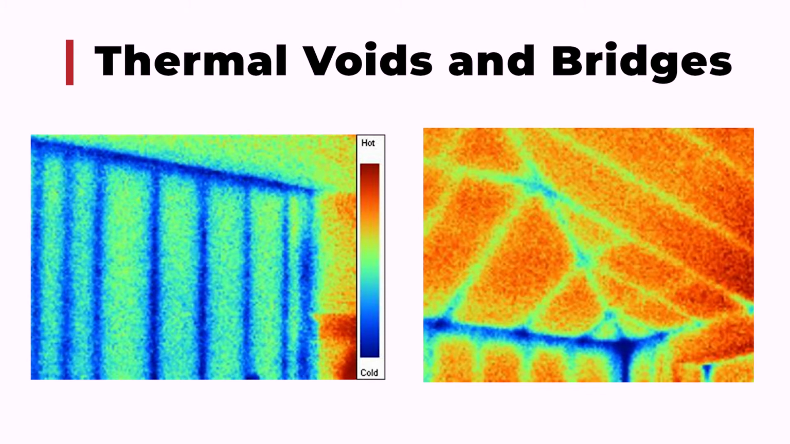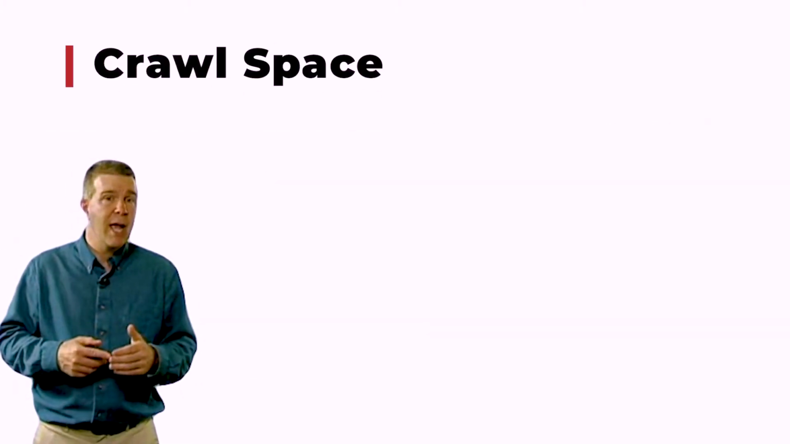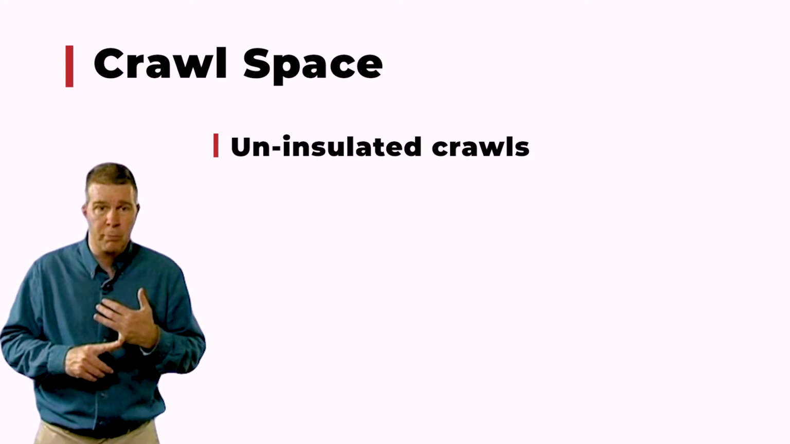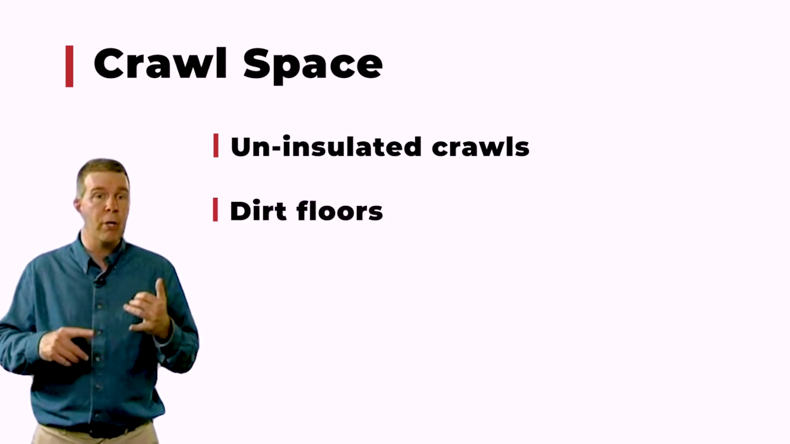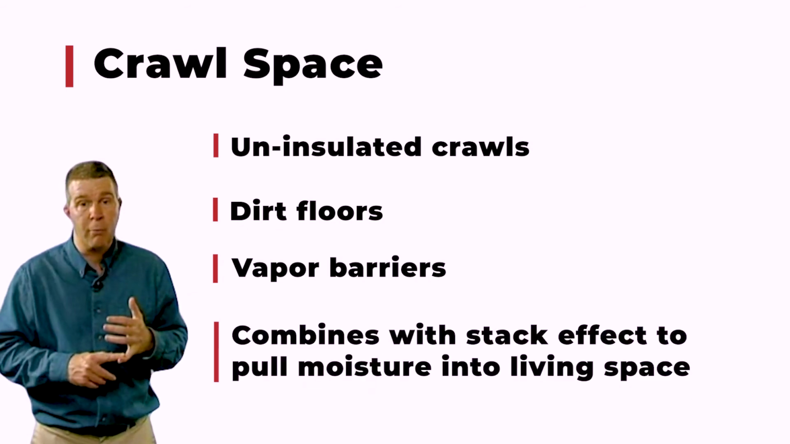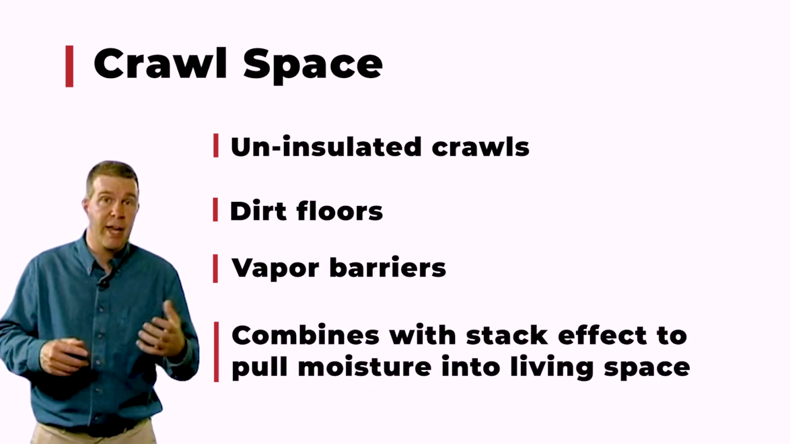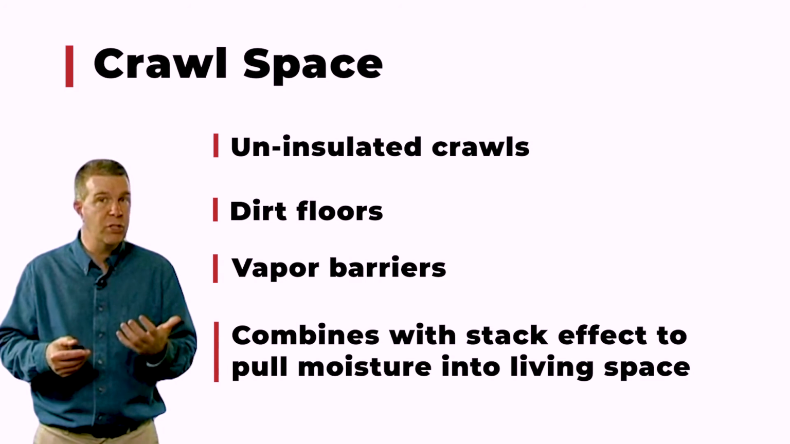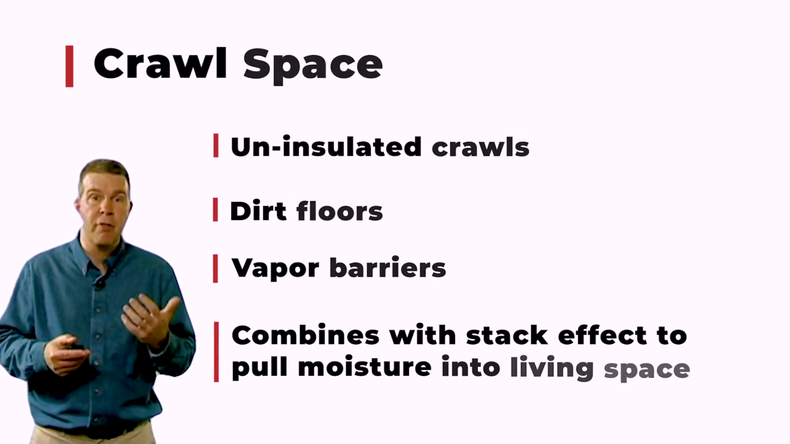You can identify things like this as air leakage very, very quickly. Now, if we take building science back down into the crawl space, and we in fact are in an uninsulated crawl space, and if we've got dirt floors and we don't have vapor barriers, and we have that stack effect we talked about before, we have a recipe for disaster, because we're pulling, again, more moist air inside of our structure that we don't want.